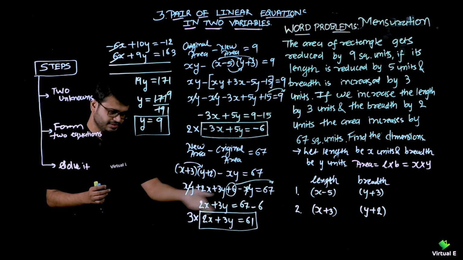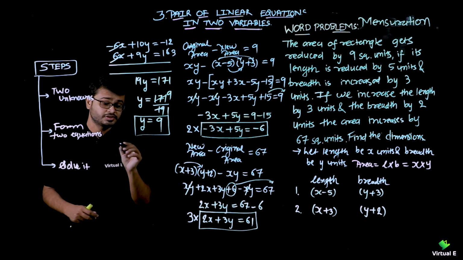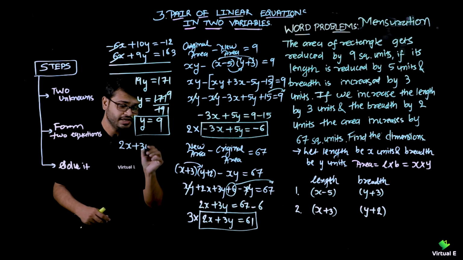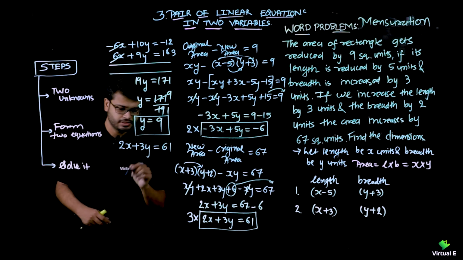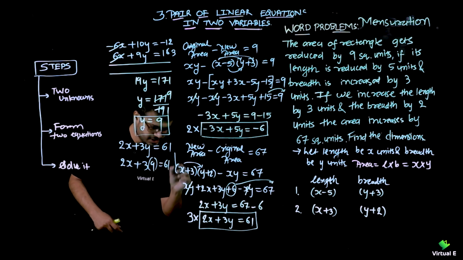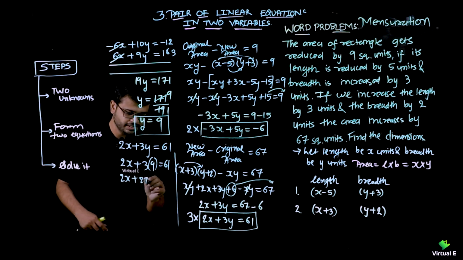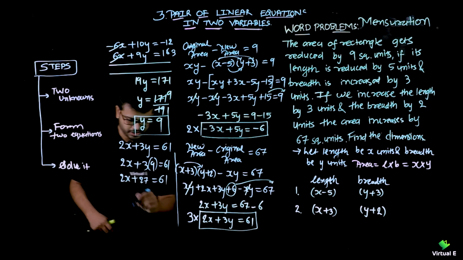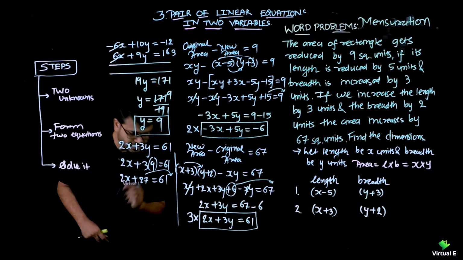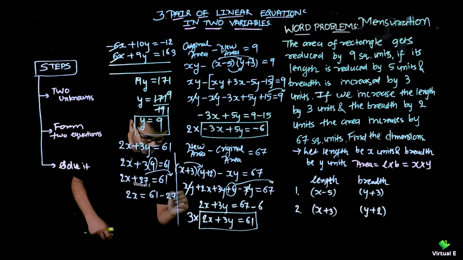So let's start with the second one. 2x plus 3y is equal to 61. So 2x as it is, 3 instead of y, what will I write? 9, correct, and 61 over here. So 2x plus 9 3s are 27 is equal to 61. Let me shift this 27 over this side, so it will become what? Negative. 2x is equal to 61 minus 27.